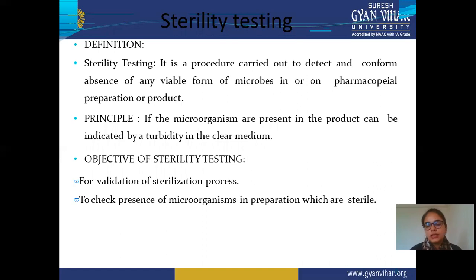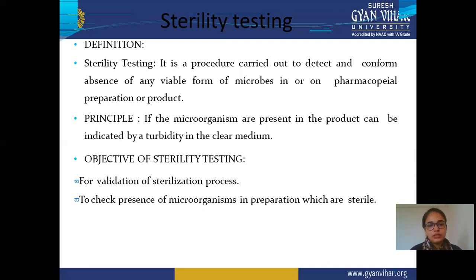The principle of this sterility test is that if microorganisms are present in the product, they can be indicated by turbidity in the clear medium. This means if you can see microbes or viable material present in your formulation, then it shows that your product is not clear. There is turbidity in your formulation. So if turbidity is observed, then you can say that it is not a sterile form.